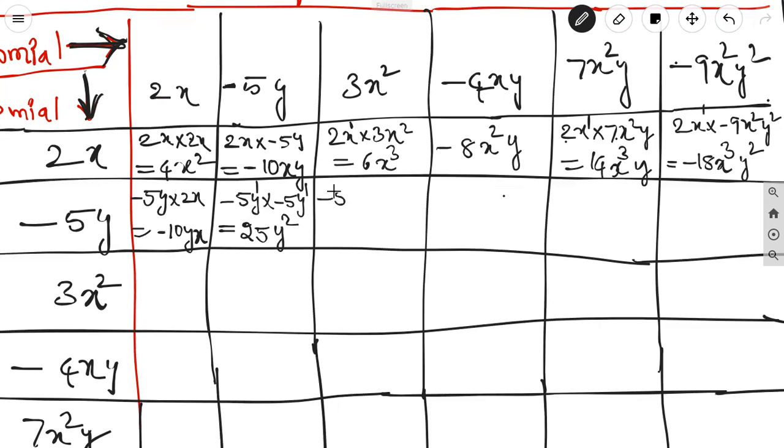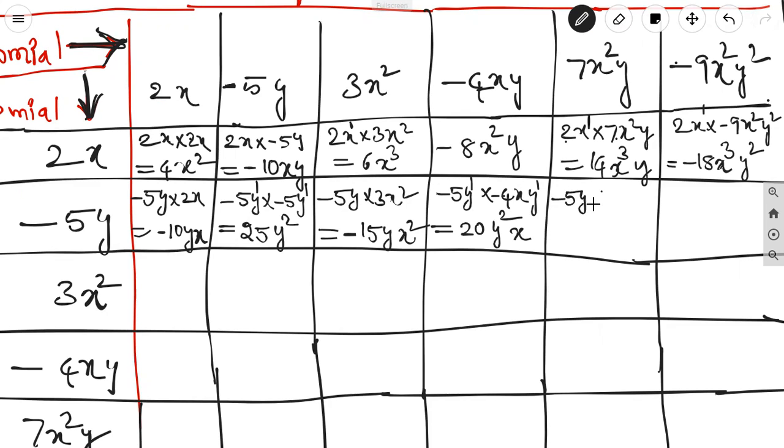Next, minus 5y into 3x square. Minus into plus, minus. 5 3s are 15, y x square. The next column, minus 5y into minus 4xy. Minus into minus plus, 5 4s are 20, y power 1, y power 1. Bases are same, then we can add the powers. Y square into x.